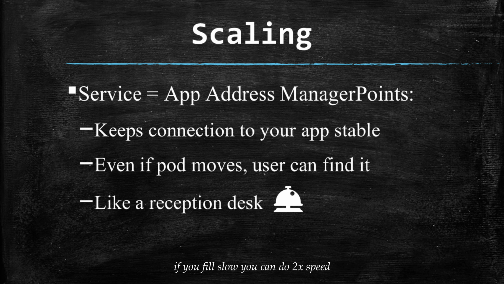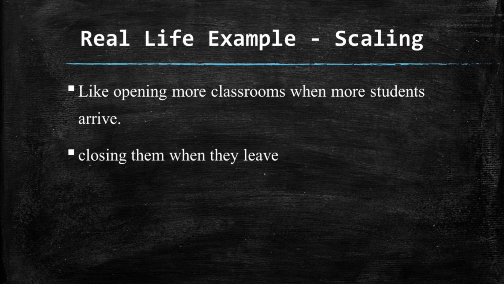Let's say your class normally has 10 students, but today 50 walk in. What do you do? You open more rooms, hire more teachers. That's called scaling. Kubernetes can scale your app up and down automatically. So if many people come to your website, it creates more pods. If no one is using it, it shuts some down. Smart and money saving, right?